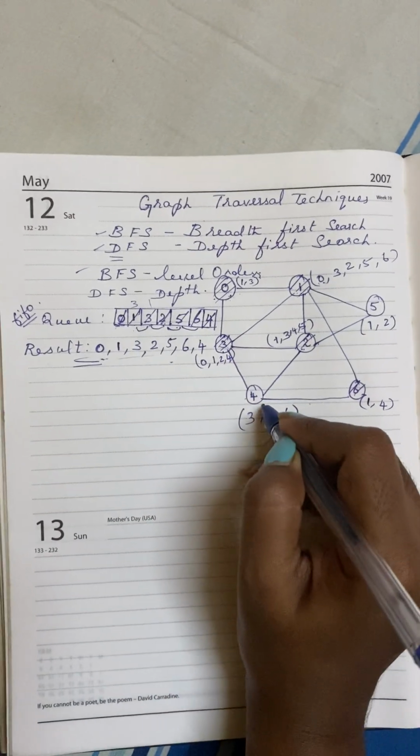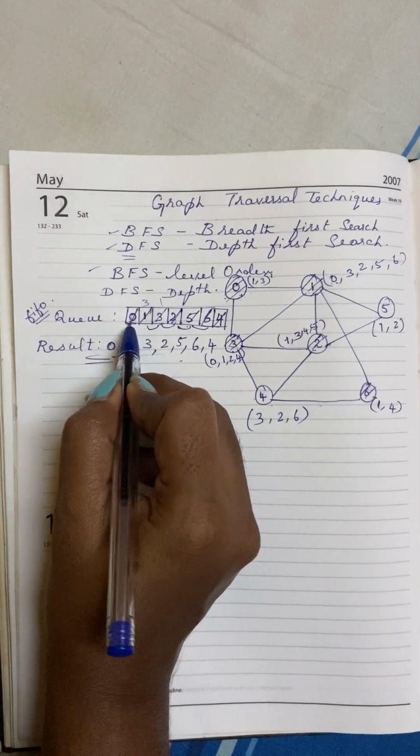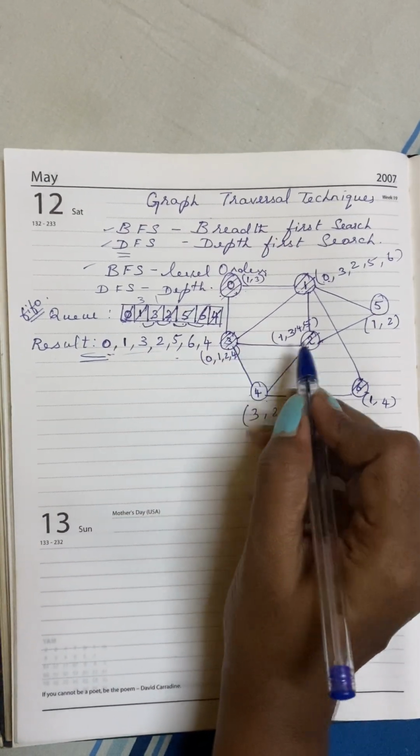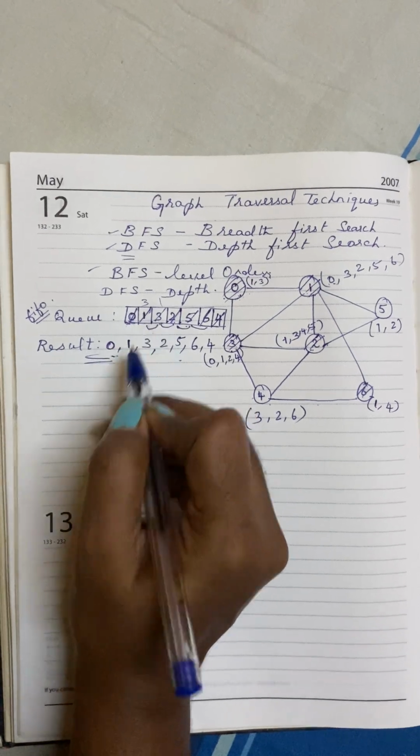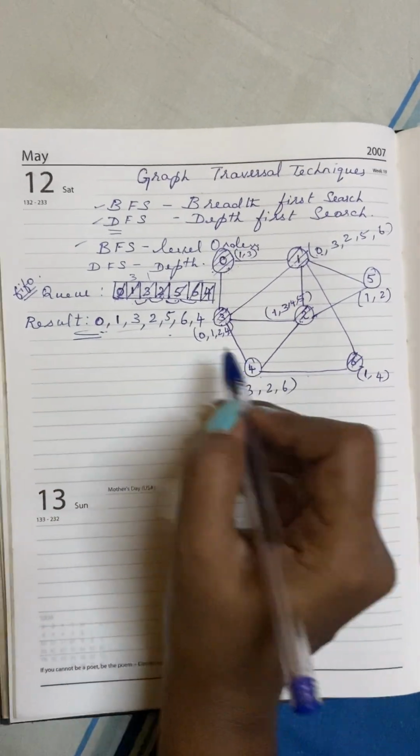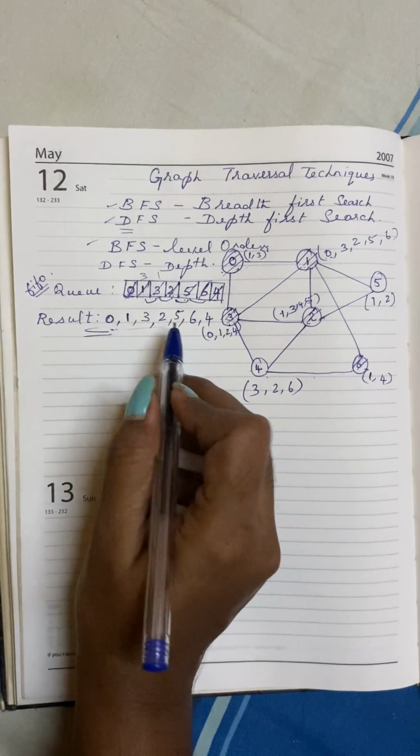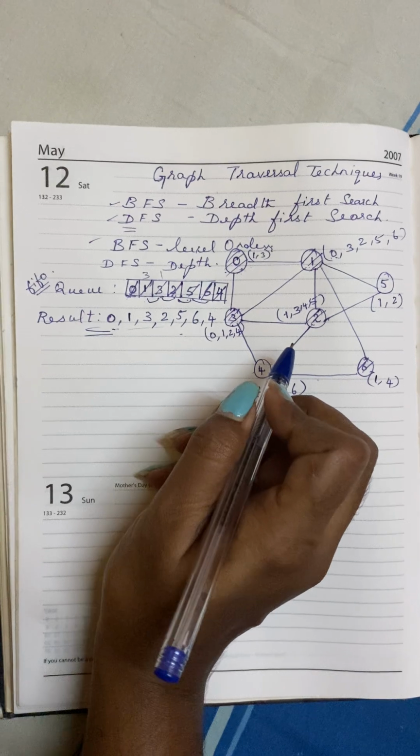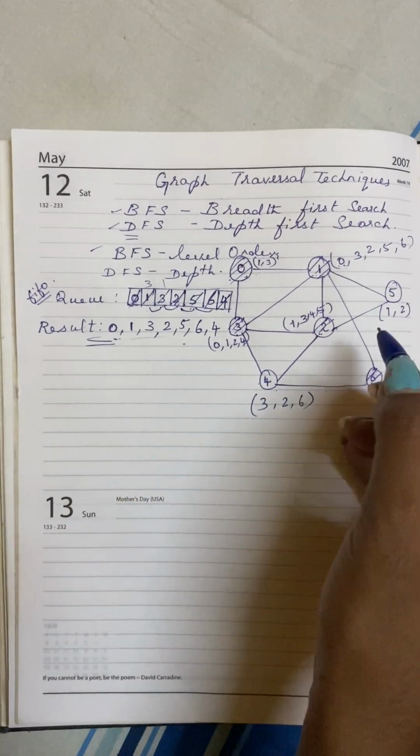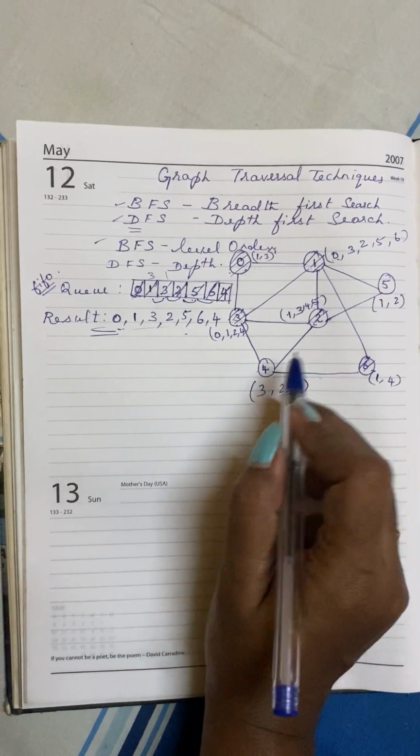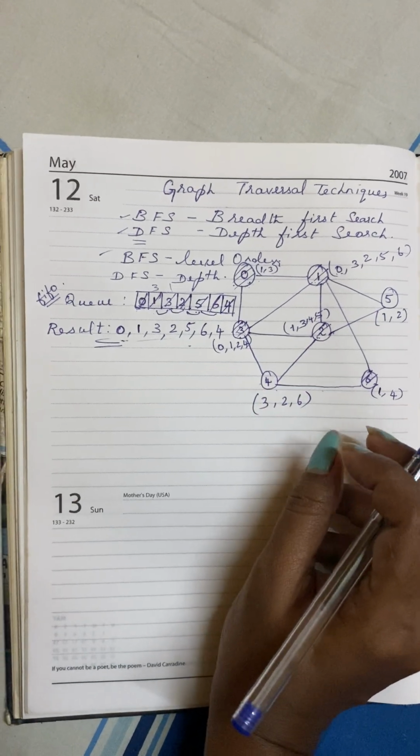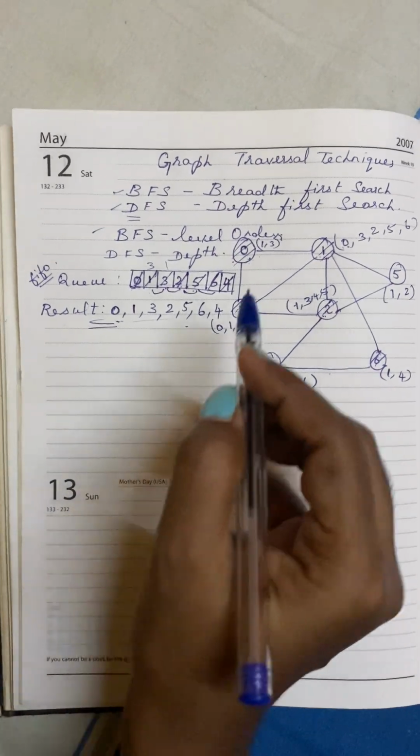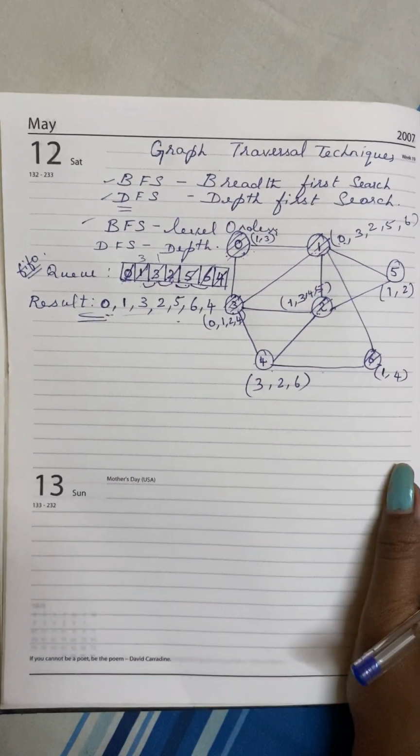Suppose I choose 4 to be my root element. Initially 4 would have been here, and the adjacent elements of 4 are 3 and 2. So 4, 3 and 2 would have been here. So that is one result. It is not necessary that BFS is going to have only one particular sequence of traversal. It can have n number of sequences of traversal depending on the choice of vertex in a particular graph. Okay, so this is your BFS. This is how you have to solve your BFS.